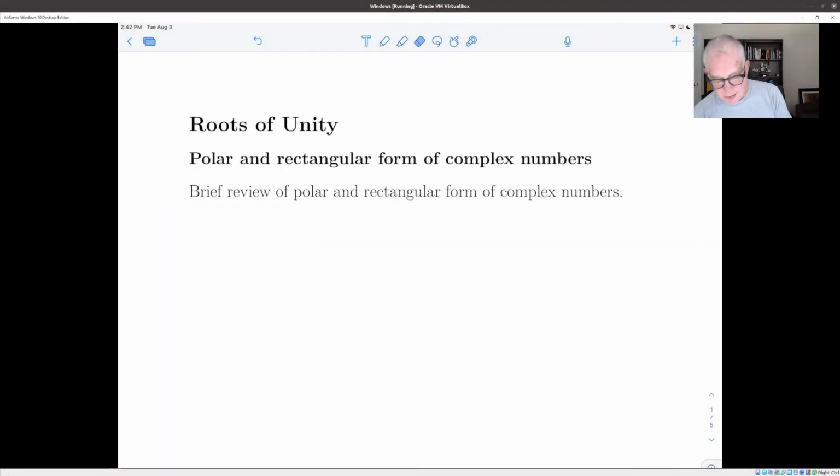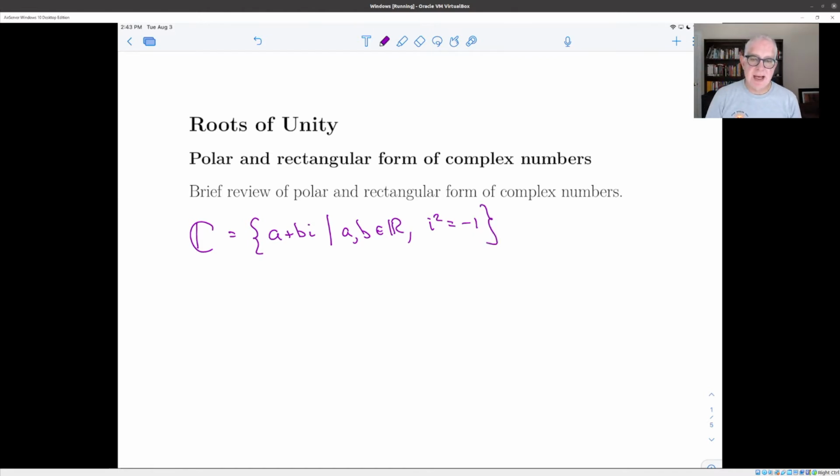So let's take it away. The complex numbers, which you can write as this fancy C, are a collection of numbers of the form a plus bi, where a and b are real numbers and i squared is minus 1. And you multiply and add these numbers as you would expect, as if they were polynomials, taking into account this relationship that i squared equals minus 1. I'm not going to belabor this. I'm going to assume that at some point in your life, you've worked a little bit with complex numbers.